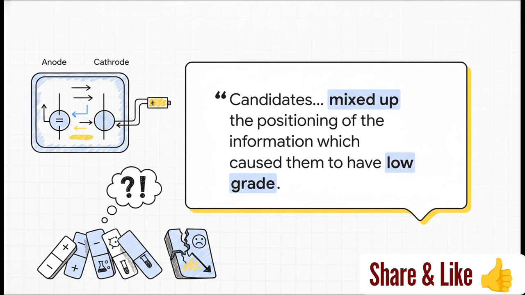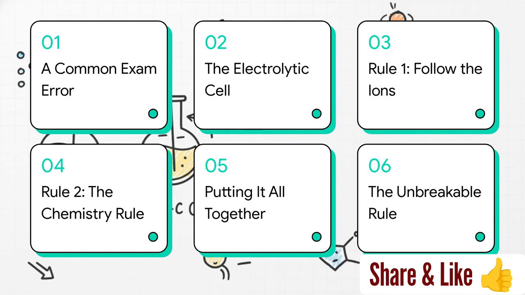And look, this isn't just some tiny mistake. This is a direct quote from a WAEC chief examiner's report. They see this every single year. You see, mixing up the anode and cathode isn't just about losing one mark. Oh no, it causes a whole domino effect. You get the equations wrong, you get the products wrong, and it leads straight to a low grade. Well, today, that stops.